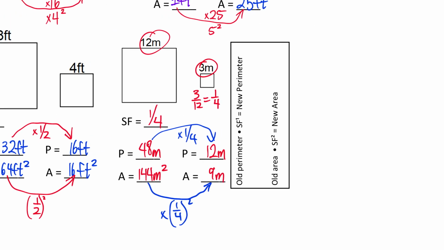Okay, so what I have written right here is the main thing that we're going to need for today. If you take the old perimeter times the scale factor to the first, or just the scale factor, it's going to give you the new perimeter. If you take the old area times the scale factor squared, it's going to give you the new area. That's the main thing you're going to need right there.